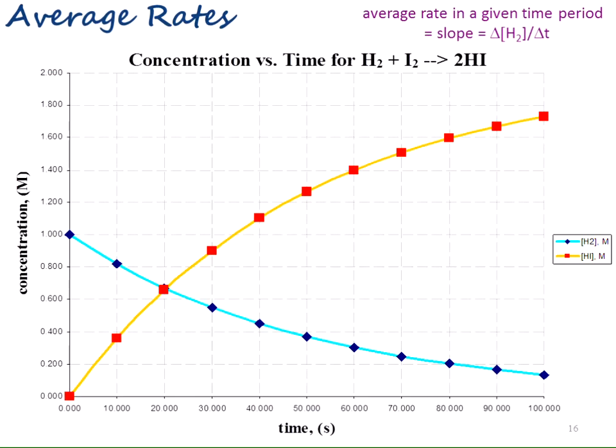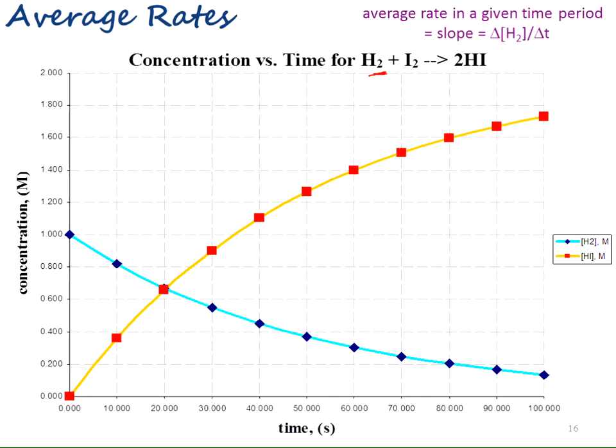So in this graph, we're looking at the concentration of our reactants and our products on the y-axis versus time on the x-axis. So a couple of things to notice from this graph. Let's start off with our H2 concentration. Remember, H2 is one of our reactants, and we started off with a concentration of 1 molar. As time passes, the concentration is decreasing. So this has a negative slope to it, so you're losing some of the H2.